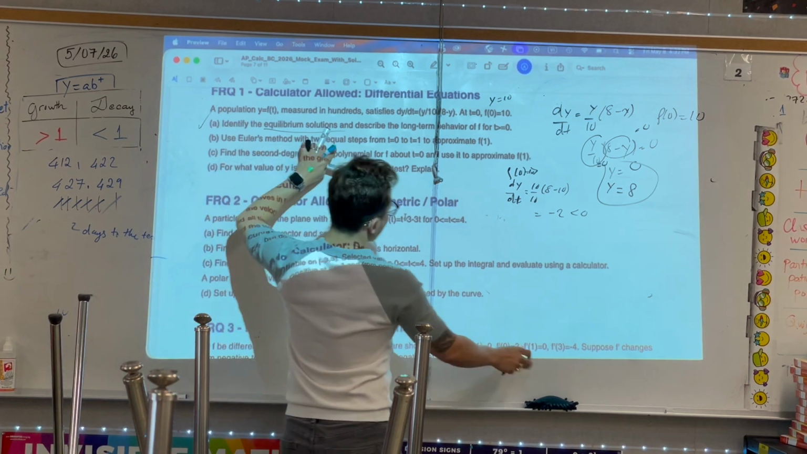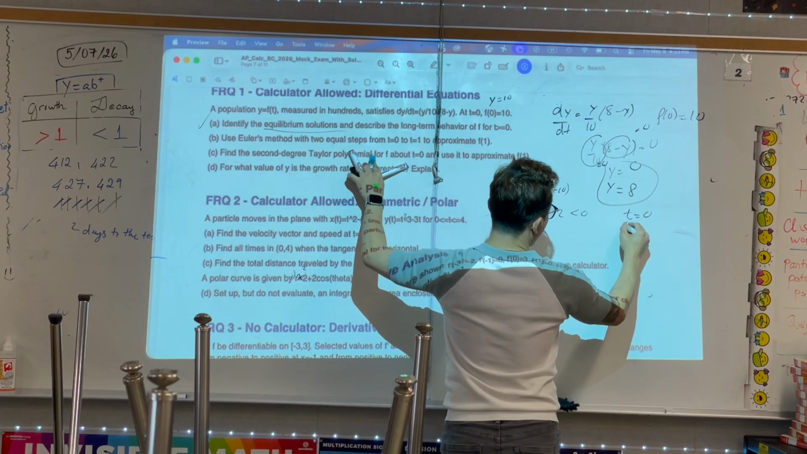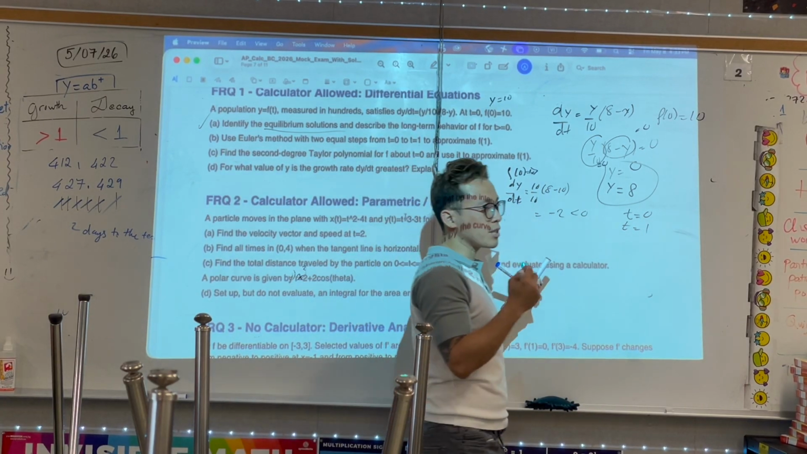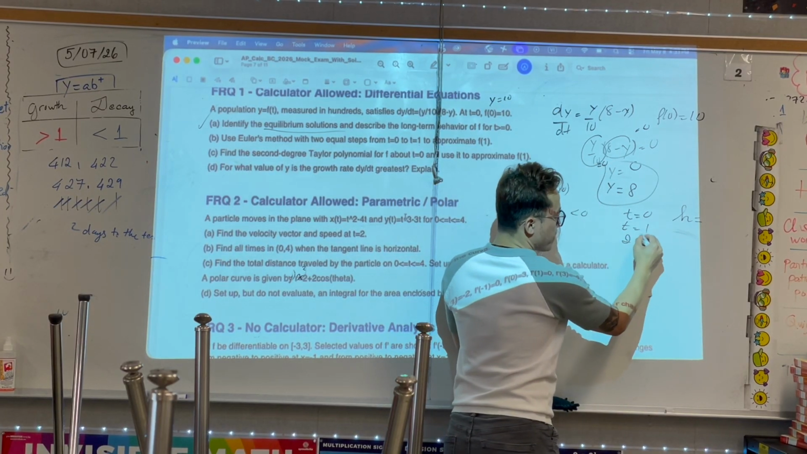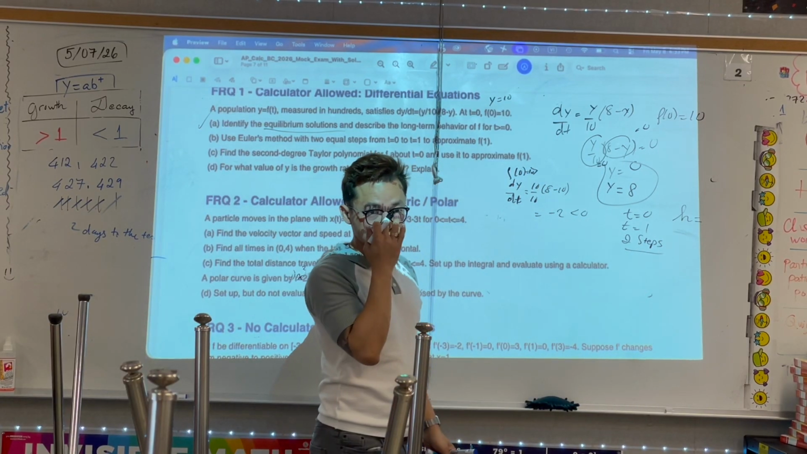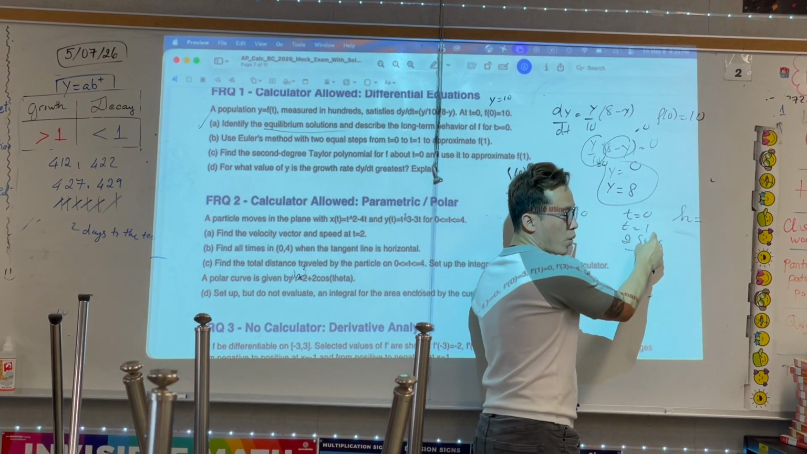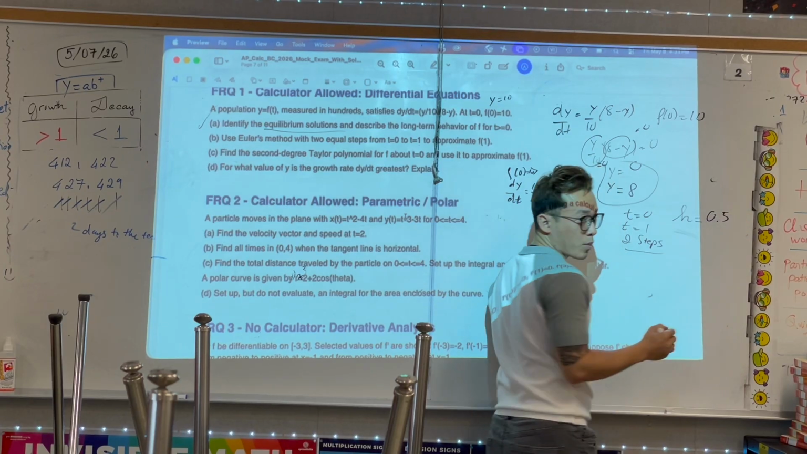Euler method with 2 equal steps. So if I want to go from 0 to 1 with 2 equal steps, what is my step size? I want 2 steps, then what is my step size? 0.5, right? I want to go from 0 to 1. I don't want exactly 2 steps. In each of my steps, it needs to be 0.5.